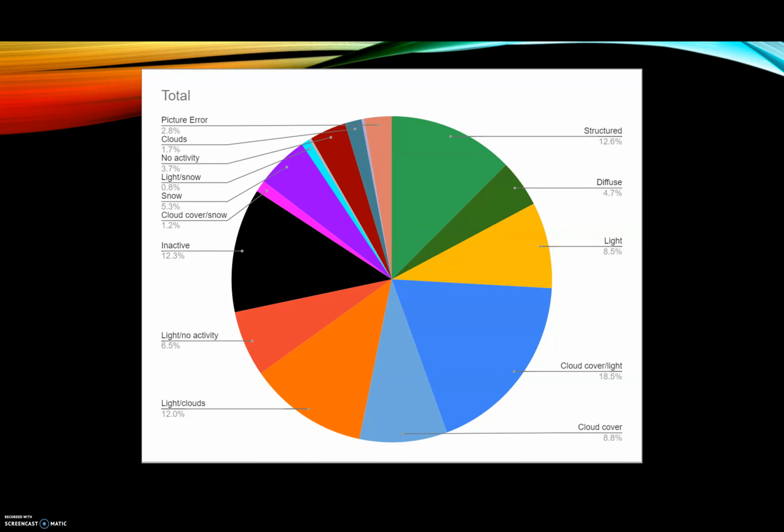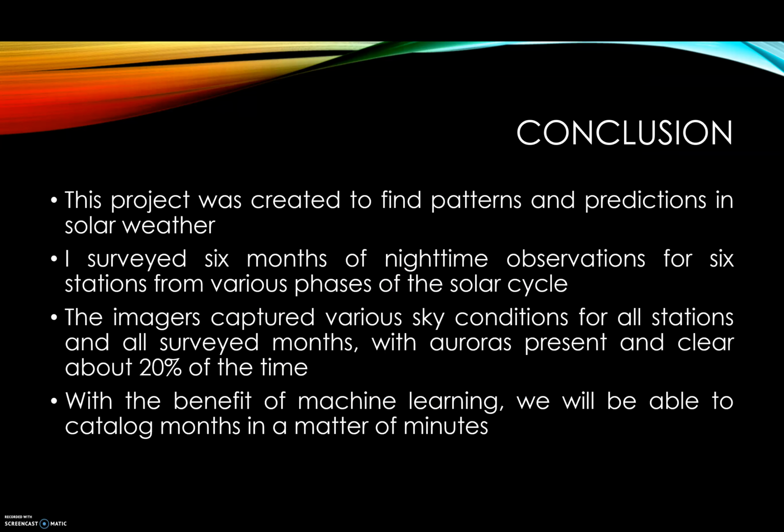Here's a visual, like I said, of that data shown in the previous slide. The 2 green wedges on the top right are the usable images. If you combine those together, you get a usable image about 20% of the time. The most common forms of interference, like I said, are cloud cover and light, followed by light and clouds, and then light on its own, and so on and so forth. You can pause the video if you would like to look at the data further.